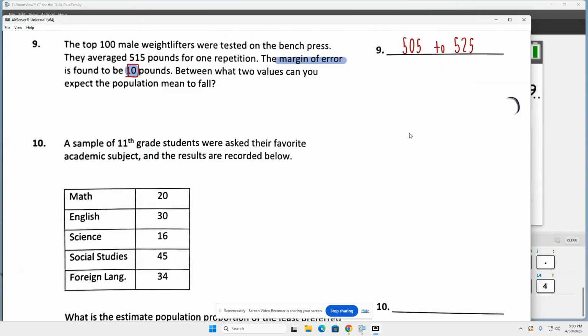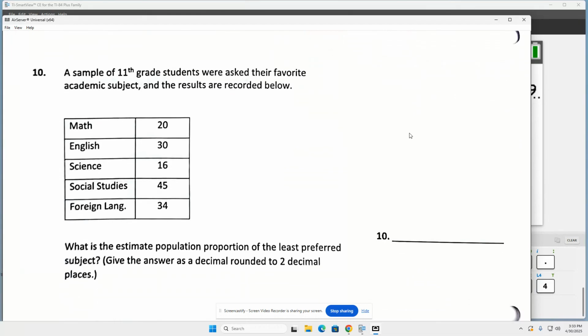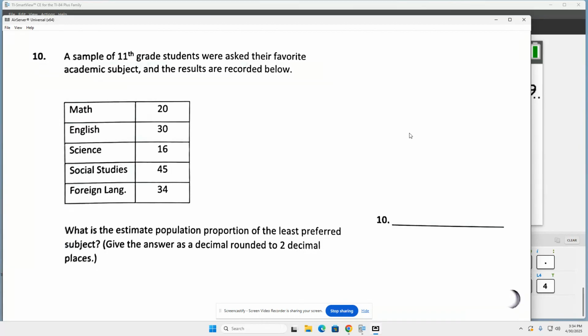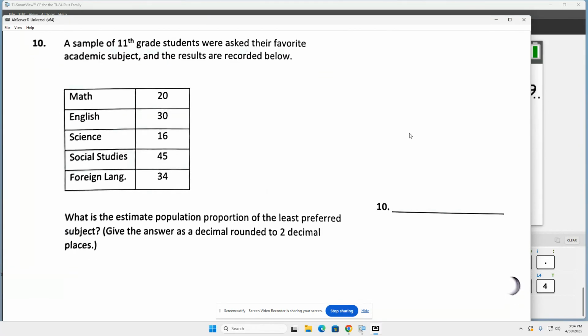Okay? Very, very simple problem. Please don't miss that one. Okay, number 10. It says a sample of 11th grade students were asked their favorite academic subject. So you got math, which I feel like is a little low. You've got English, science, social studies, foreign language. What is the estimate population proportion of the least preferred subject? And it says give the answer as a decimal rounded to 2 decimal places.